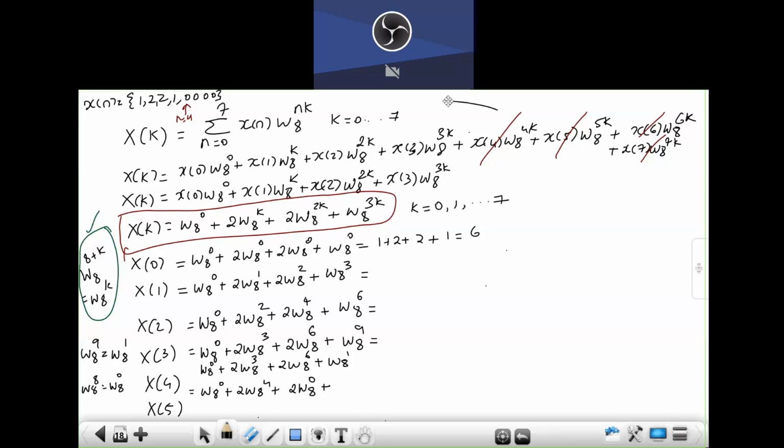All right. So please keep doing this and tell me the answers. 2 into W8 power 0. This is W8 power 3 into 4, that is 12. So W8 power 12, I will write it as W8 power 8 plus 4. So that is W8 power 4. Okay. So write down answers for all these things.